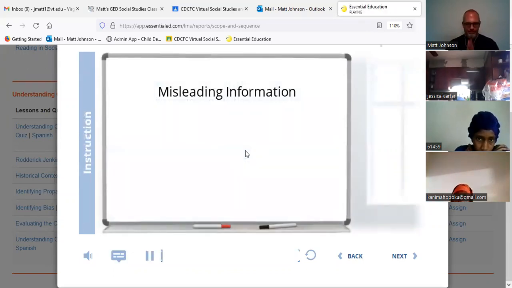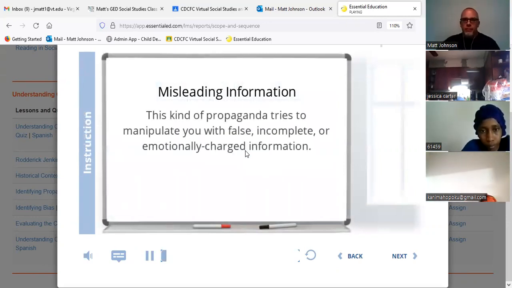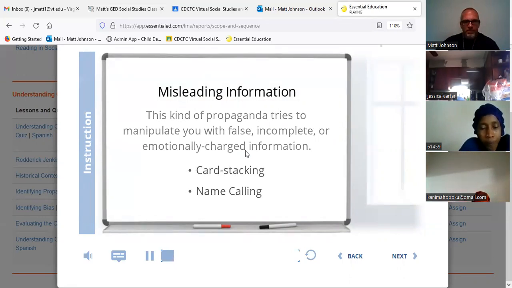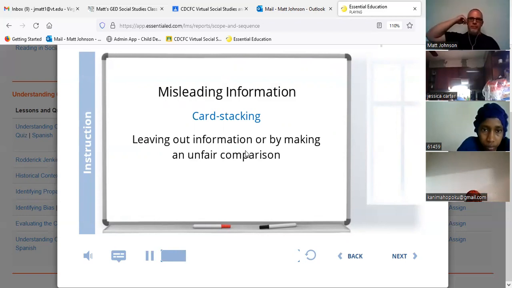The last category of propaganda is misleading information. This kind of propaganda tries to manipulate you with false, incomplete, or emotionally charged information. There are two kinds: card stacking and name calling. Card stacking, are you familiar with that term? It's from gambling. It's a way to cheat at cards. Instead of shuffling the deck, the cheater arranges the cards to give themselves an unfair advantage. Card stacking propaganda works the same way, by leaving out information or by making an unfair comparison.